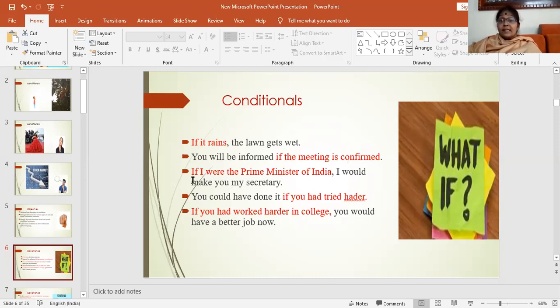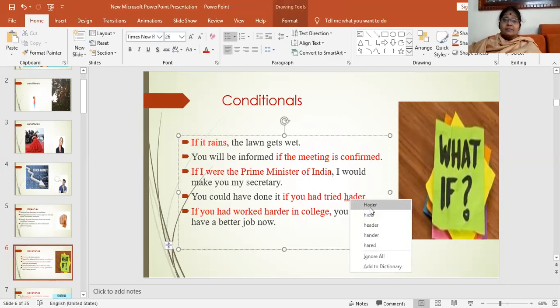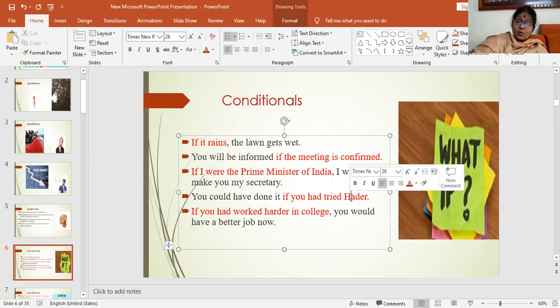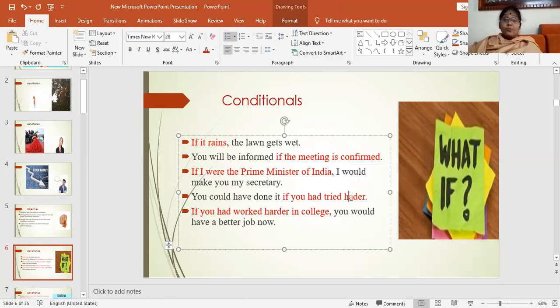So the next sentence, you see, if I were the Prime Minister of India, I would make you my secretary. Sometimes we say, if I were this, I would have done that, I would have done this, right? So such sentences also we use in our daily language, right? Or you could have done it if you had tried harder, right? You could have done it if you had tried harder. So this also you could do, right?